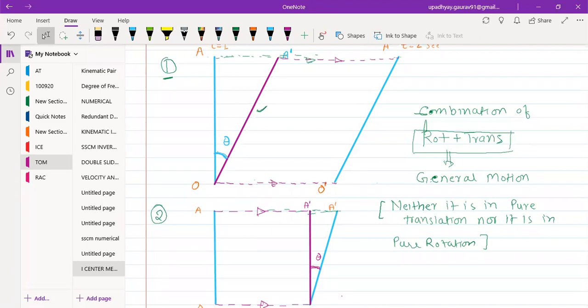So what I have to do is join the same endpoints of the given link through a straight line. Yes or not? This will give the direction of that point of the given link. Yes or not?